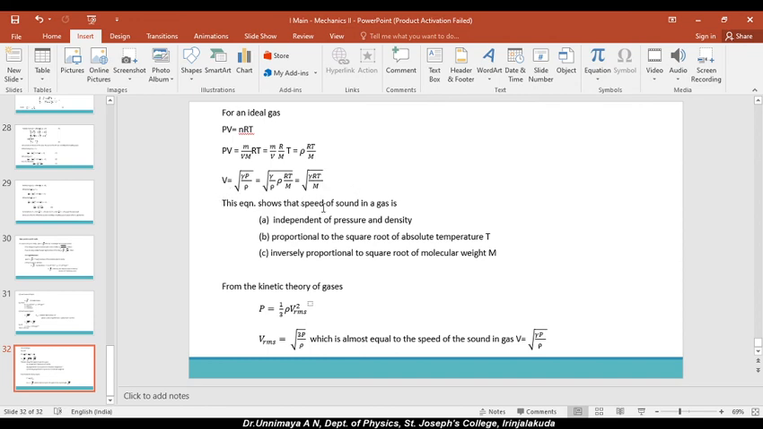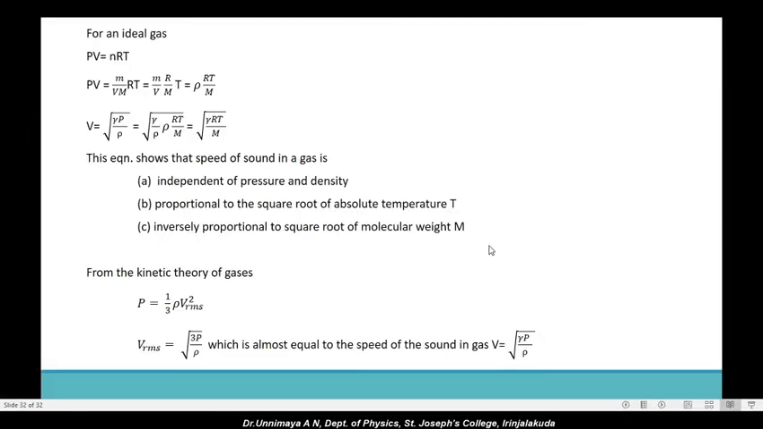From this equation, we get some information. First one, speed of the sound waves in a gas is independent of pressure and density. In the equation there is no pressure term and no density term. So speed of sound in a gas is independent of pressure and density. Second one, speed of sound in a gas is proportional to the square root of absolute temperature T. Next, speed of sound in a gas is inversely proportional to square root of molecular weight M.